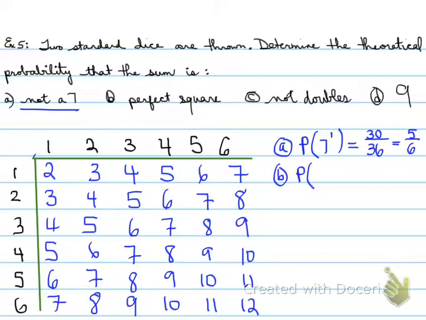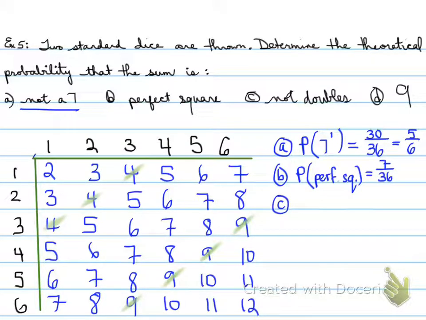The next part says, determine the theoretical probability that the sum is a perfect square. Which ones are a perfect square? Well, perfect squares are going to be numbers such as 4, 9, and that's all, folks. Those are the only ones. So how many 4s and 9s total are there? Well, there's the 4s, there's the 9s. We count 7. 7 out of 36. It can't be reduced, so that is our probability of getting a perfect square.